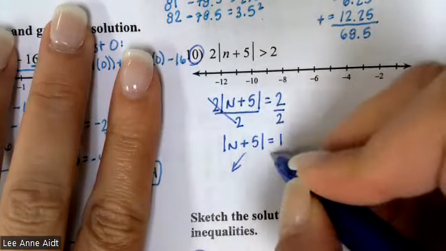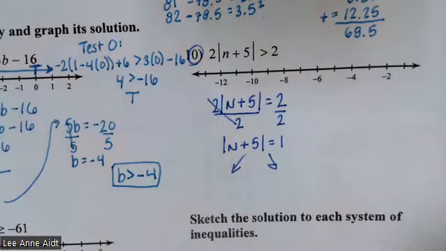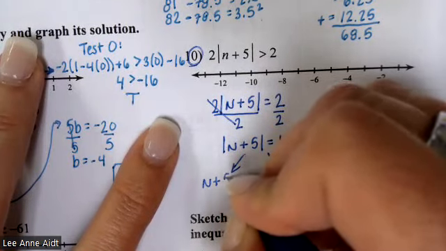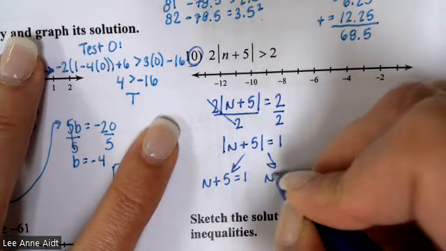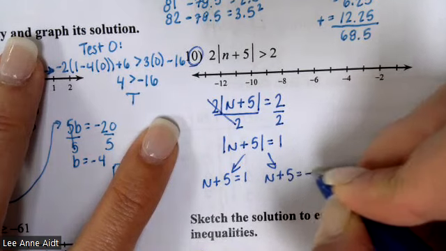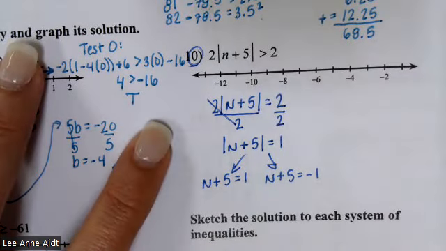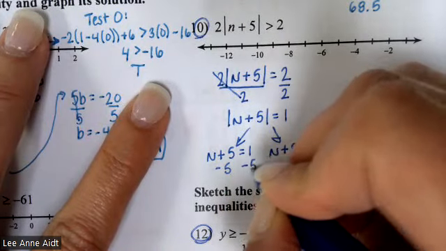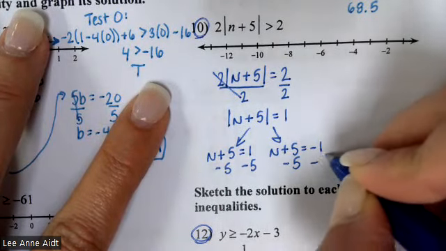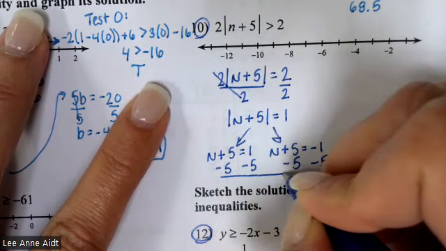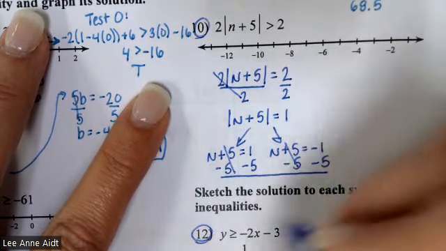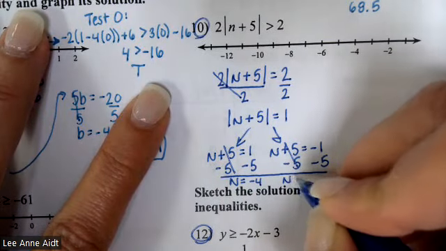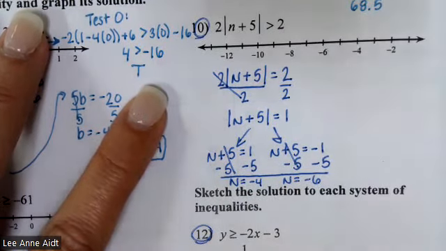Okay, then to remind you, absolute value equations have 2 answers. You split it up into 2 pieces. N plus 5 equals 1. N plus 5 equals -1. Minus 5, minus 5, minus 5, minus 5. N equals -4. N equals -6.